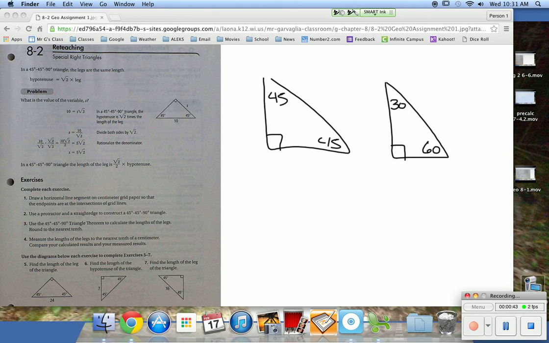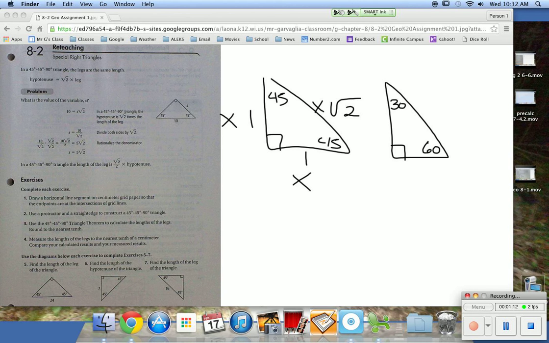On the 45-45, the legs, let's say, are 1 and 1. The hypotenuse will always be square root of 2, or some form of it. So if I was to say my leg is x and this leg is x, then this would be x square root of 2.